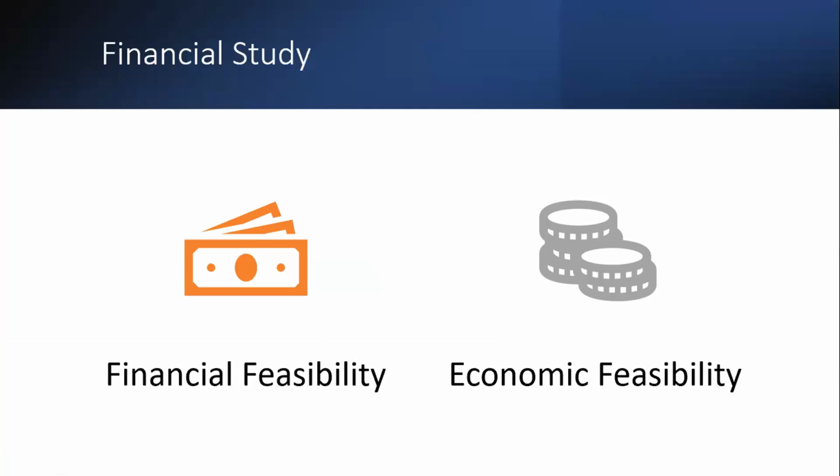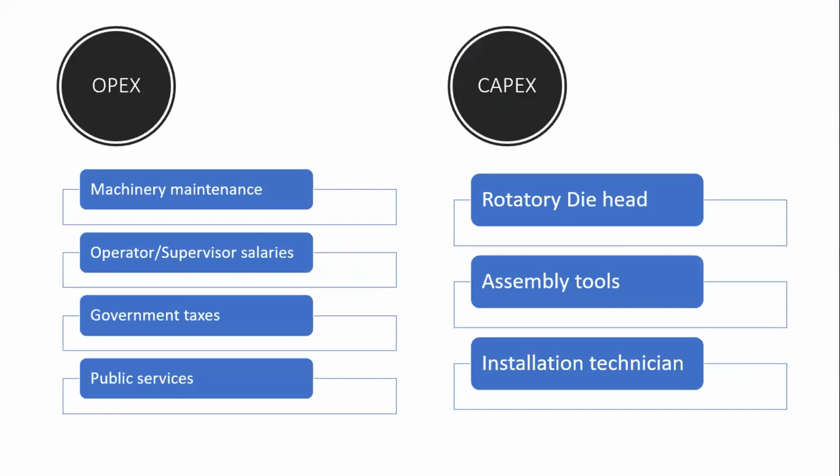For the financial study, we look at what the cost will be for the new machine and what the maintenance will be for it. And for the economic analysis, we look at whether our product will have the same price and output, or if this will change. For the OPEX, we have machinery maintenance, operator, government taxes, and public service. For the CAPEX, we have rotary heads, assembly tools, and installation techniques.